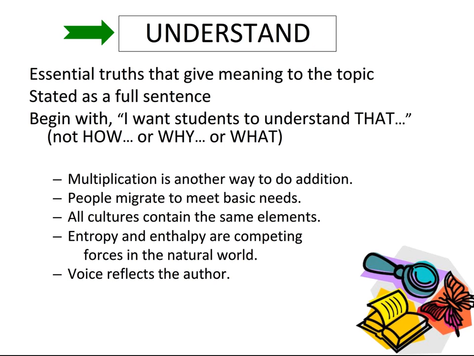And so I think some of my favorite examples on here: people migrate to meet basic needs, all cultures contain the same elements, voice reflects the author. And so these are short statements. They should not be really drawn out. They should be very, very short, concise statements written. Students will understand that. We do that instead of students will understand how or why or what, because when we say that, it ends up being more like knowledge. We want them to understand this on a very deep level. And so that's why we draw it out a little bit with that phrasing of students will understand that, and make sure that we use that terminology.